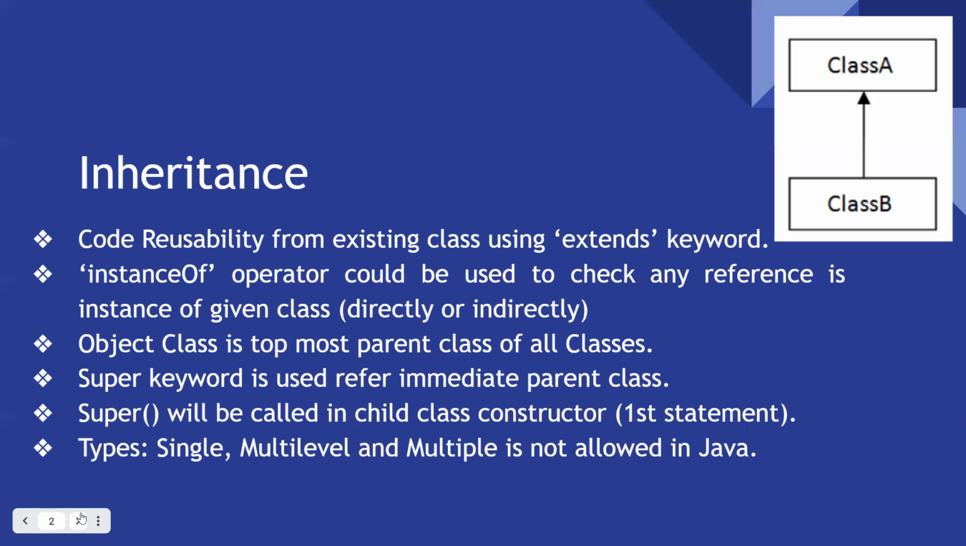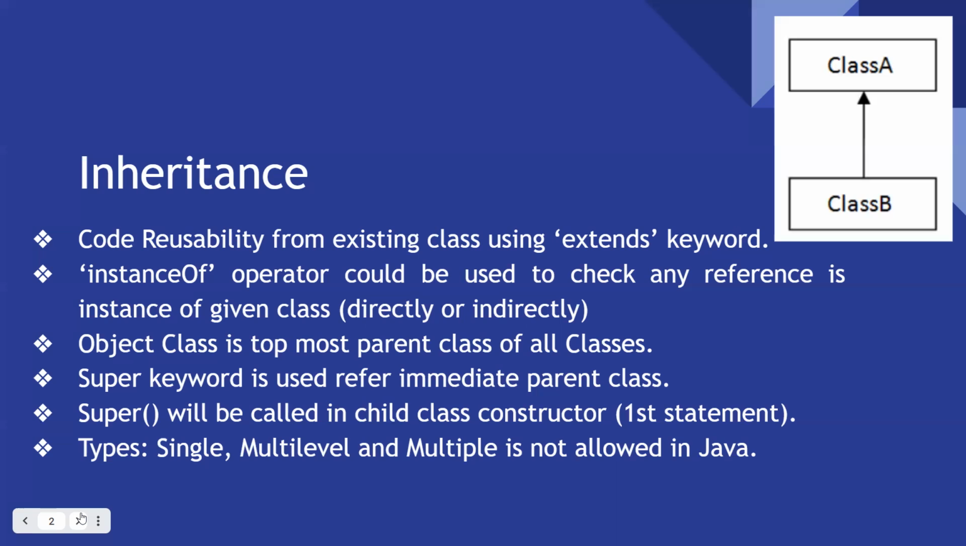Then the next point is that the Object class is the topmost parent class of all the classes. Whether you mention this explicitly or not, whenever you create a class, indirectly you are saying it extends the Object class. Let's say in some scenario, you are extending some other existing class, for example class B extends class A. In that scenario, obviously class A will have Object as the parent class. So at any point of time, you will have the Object class as the topmost parent class.